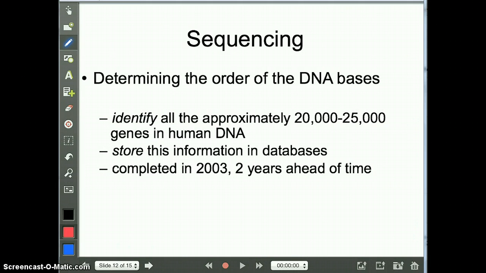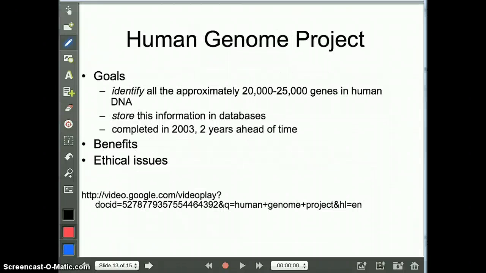Now, determine the order of the DNA. Identify the approximately 20 to 25,000 genes in the human DNA. Store this information in databases. We have a process that is using all of our genetic information. We're storing it in a big data warehouse.